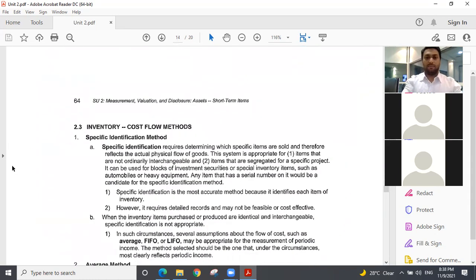The remaining inventory cost flow methods we will discuss in the next class. Okay.